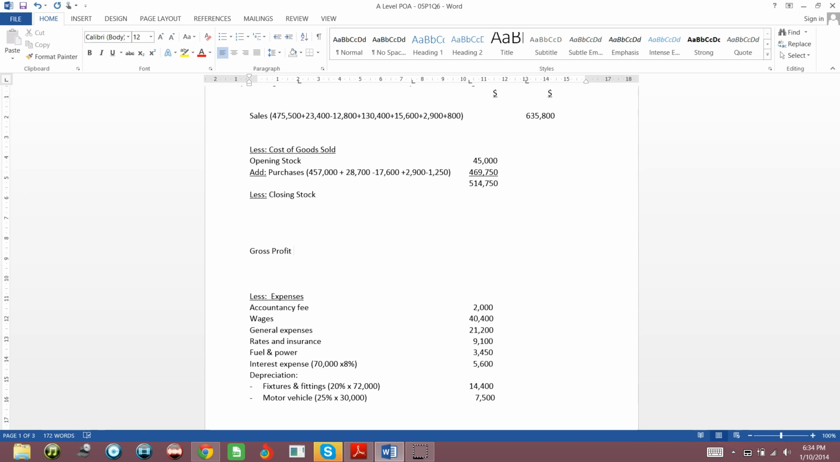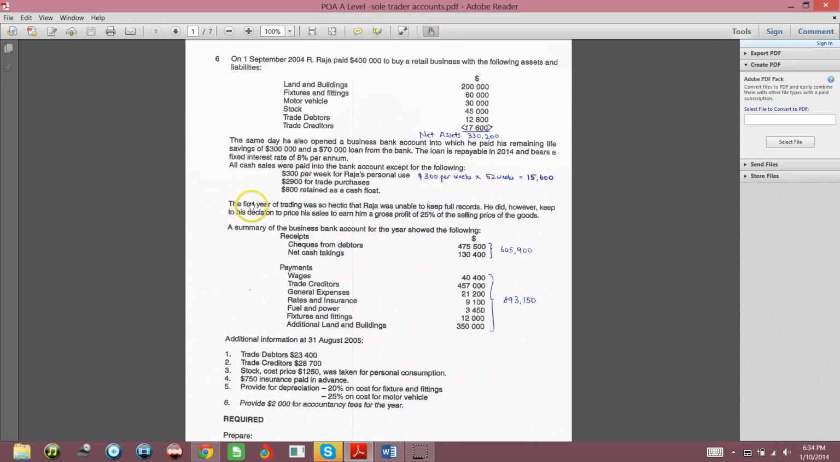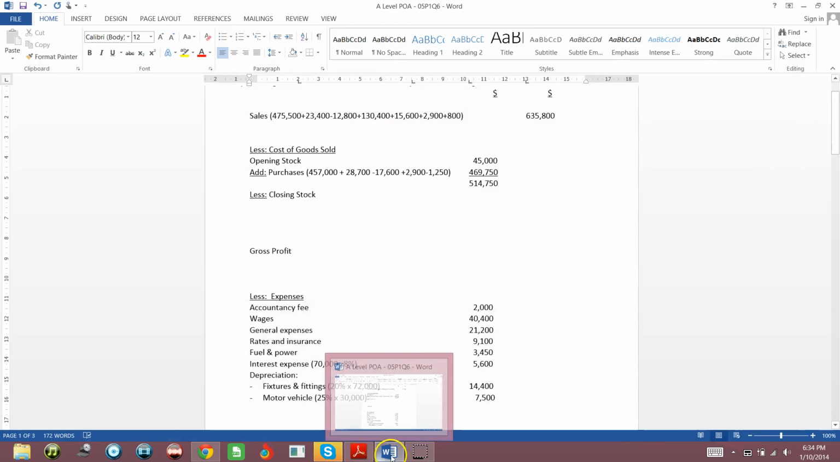Okay, so now I may have an idea of what to do. Now you see here, in the first year of trading was so hectic, Raja was unable to keep full records. He did, however, keep to his decision to price his sales to earn a gross profit of 25% of selling price. That means the gross profit is 25% of the sales.